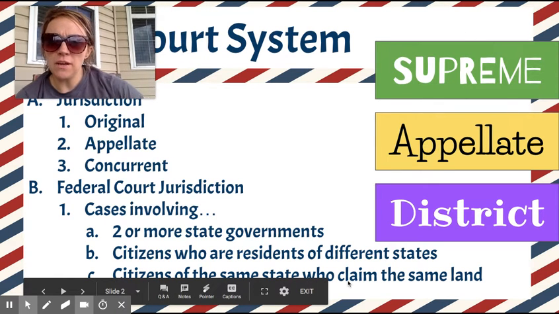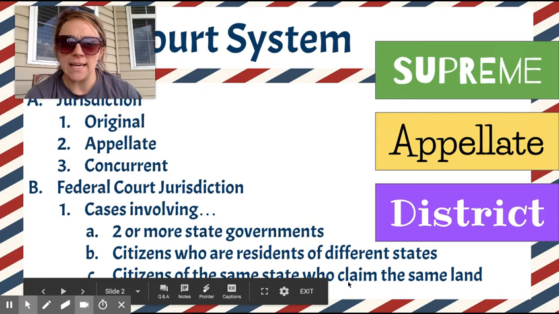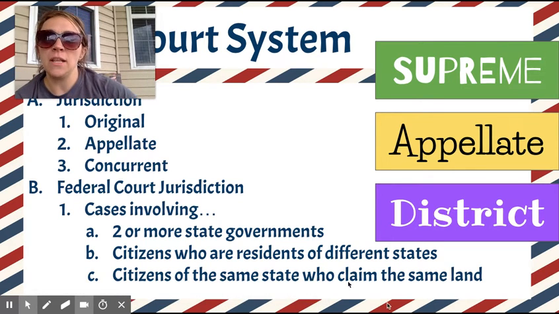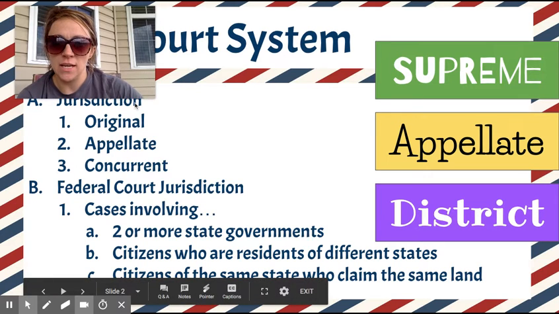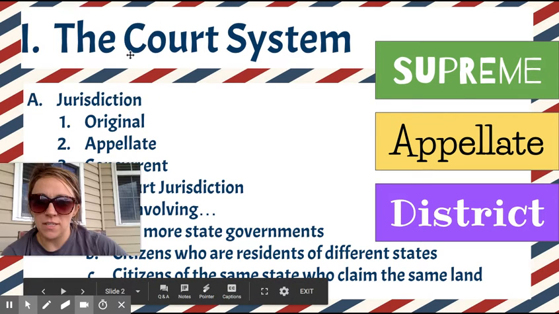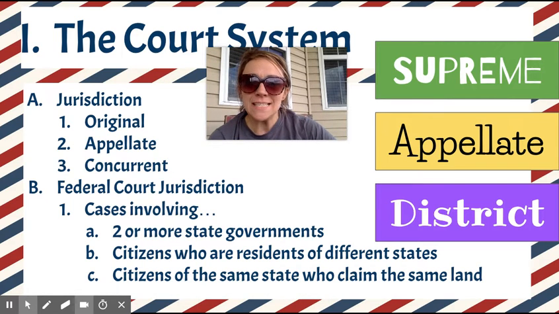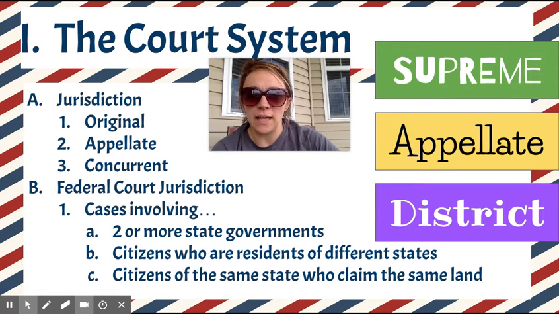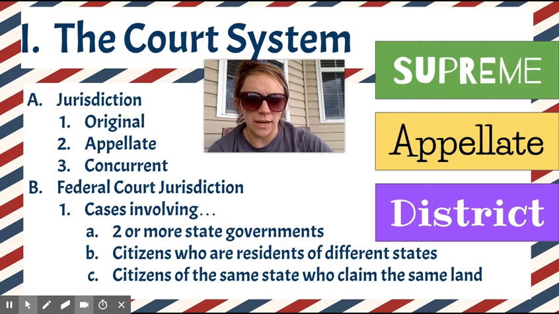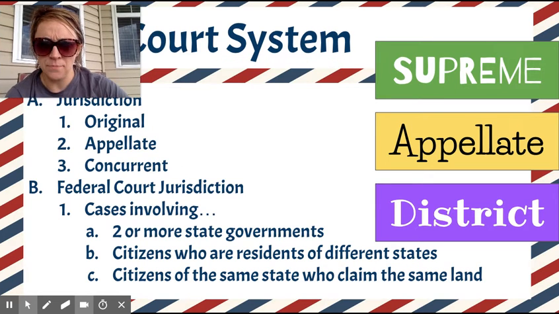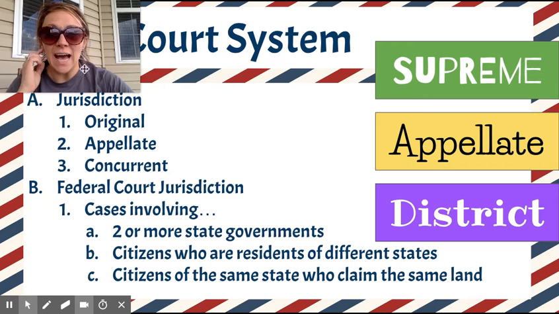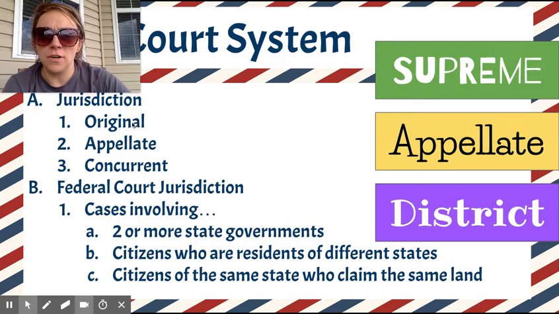Okay, so the first thing we're going to start looking at today is the jurisdiction of the federal court system. Keep in mind that the term jurisdiction is another way to say your area of influence or your area of control, okay? So we're going to talk about three different types of jurisdiction, and the first type is original jurisdiction.